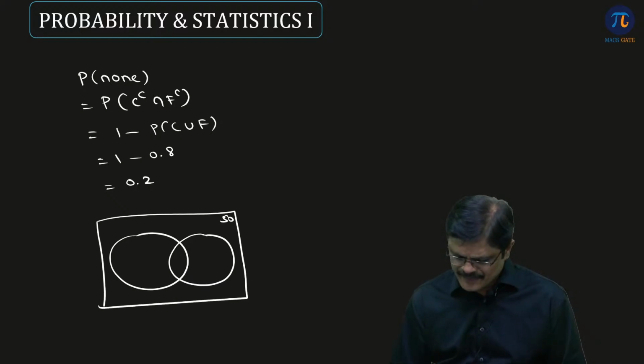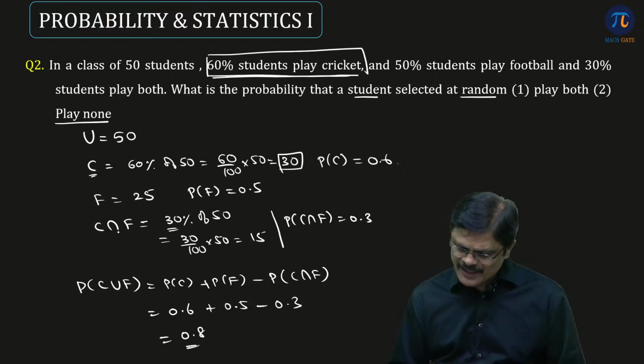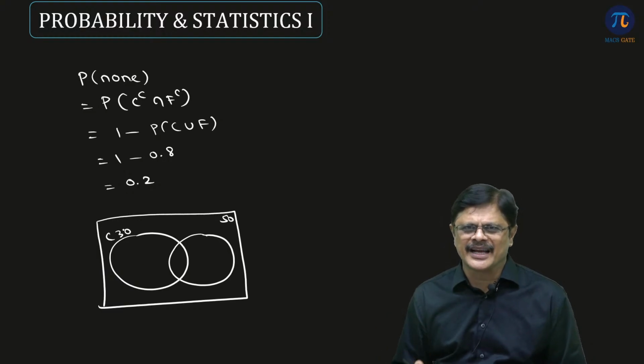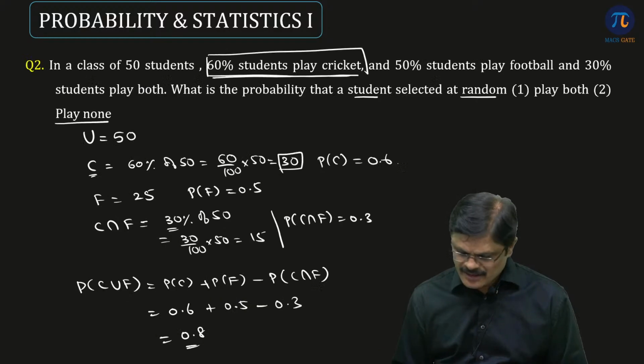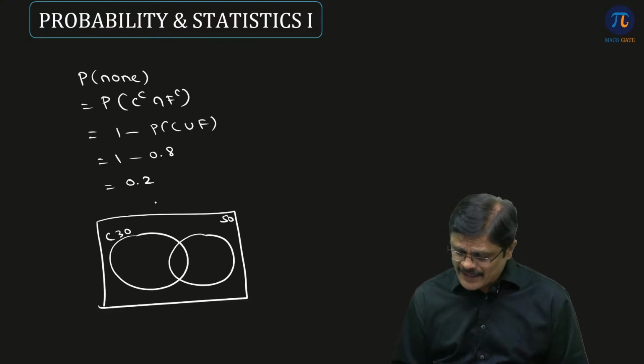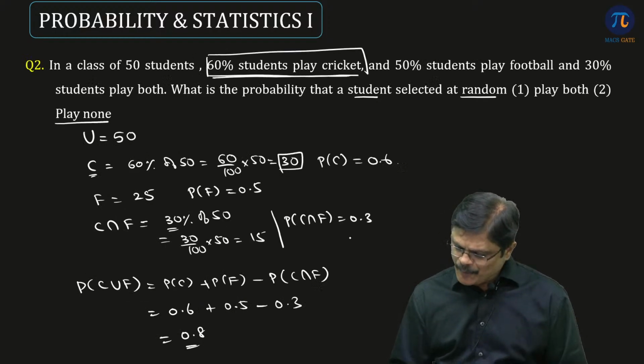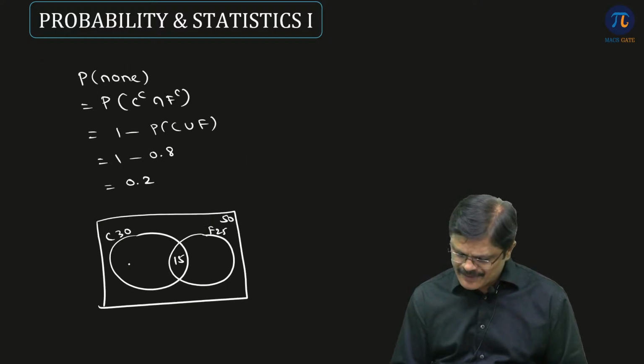This is 50. And cricket playing students, how many? 30. If you want to know the number, you need to do that. Otherwise, directly 0.6, 60%. And football playing students, 50%. Here, that is 25. How many play both? 15 students.